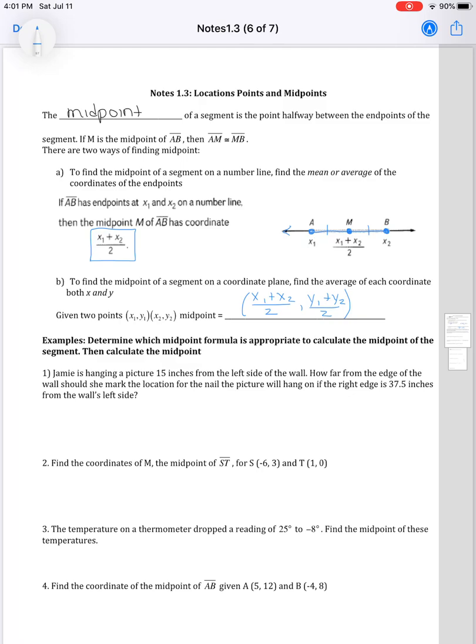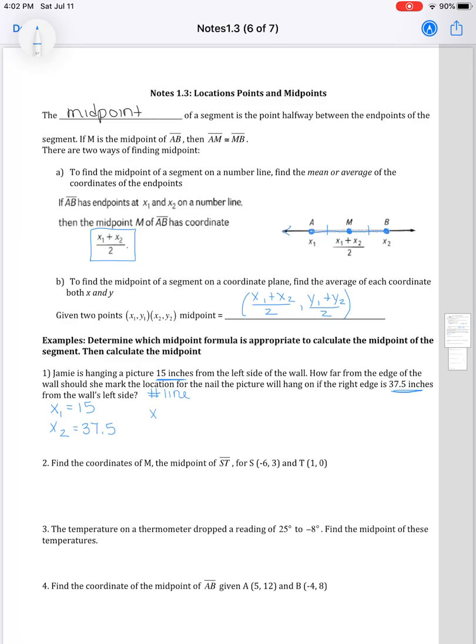So let's see, it says Jamie is hanging a picture 15 inches from the left side of the wall. How far from the edge of the wall should she mark the location for the nail for the picture to hang on if the right edge is 37.5 inches from the wall's left side? So you're only given two numbers, 15 and 37.5.